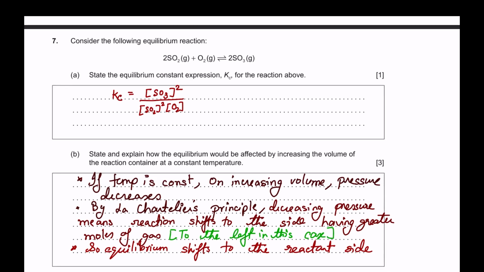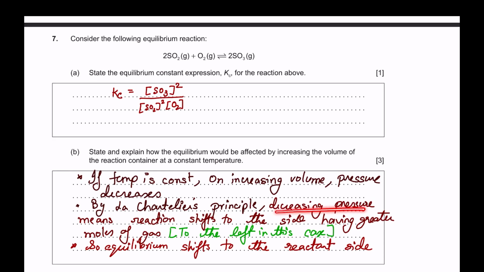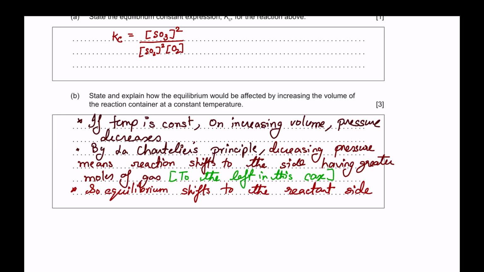Now by Le Chatelier's principle, if the pressure decreases, the reaction shifts to the side having greater moles of gas. The system will try to resist any change. So if you're decreasing pressure, you'll try to make more gaseous moles and increase the pressure of the system. Here, the gaseous moles are more on the left side. So the reaction will shift to the left, and equilibrium shifts to the reactant side. That's the answer to this question.